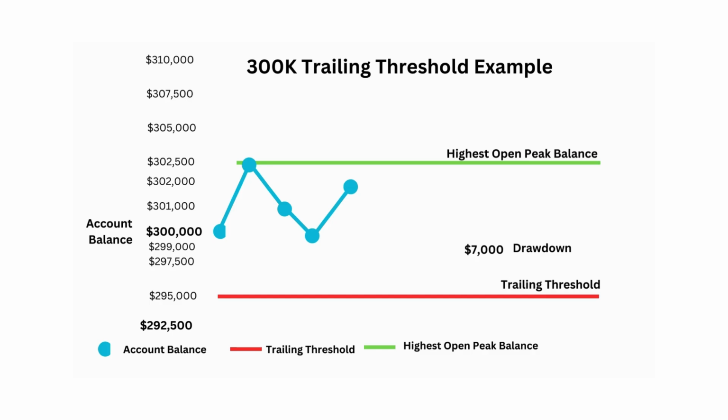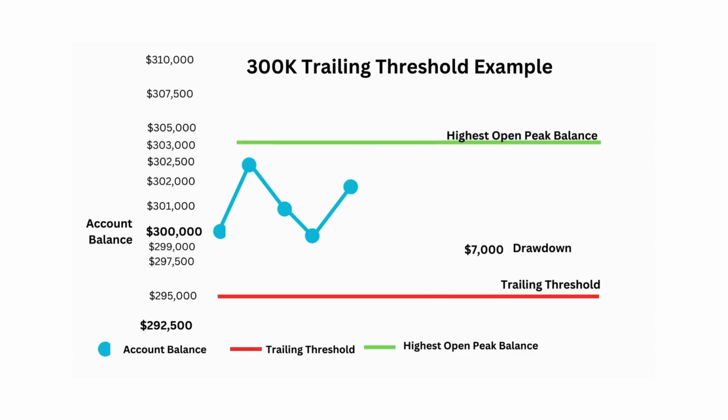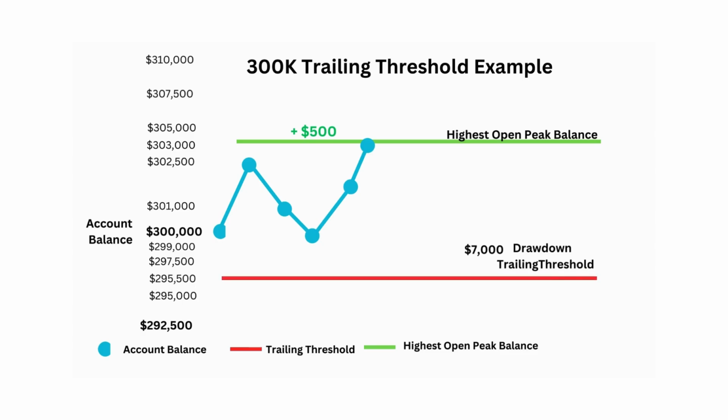Now in the fourth trade example, the peak balance hits a new high at $303,000, and we close the trade out at the same dollar amount. So with a $500 rise from the previous peak balance, the threshold increases to $295,500. Since the trade was closed out at the peak account balance, our drawdown also rises by $500, going from $7,000 back to $7,500.